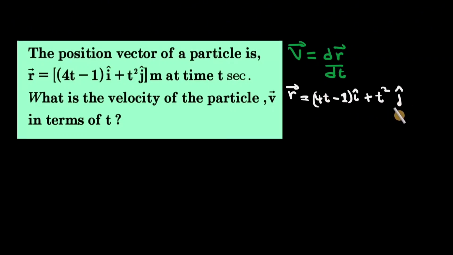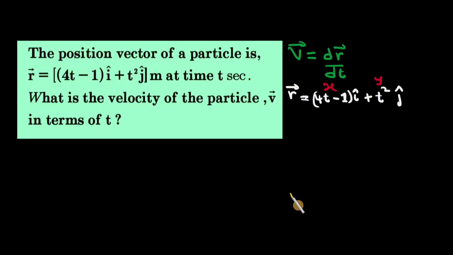These i and j are unit vectors, that is, unit vectors in the x and the y axis respectively. In the x-axis we always have the unit vector i, in the y-axis we have the unit vector j. So it means this particle has two dimensions, the x component and the y component. So this is the x component and this is the y component.